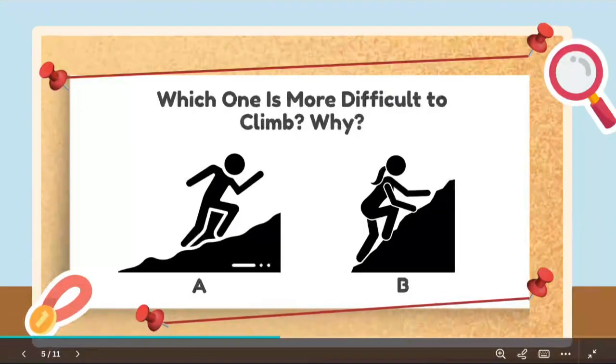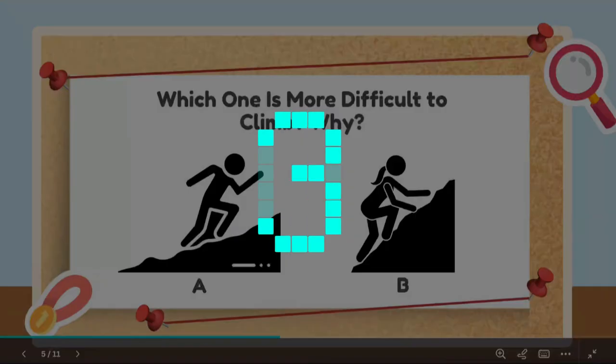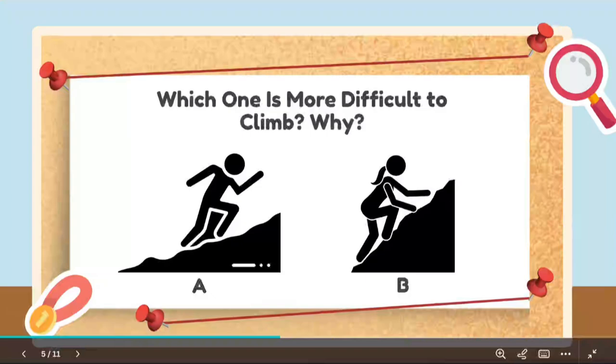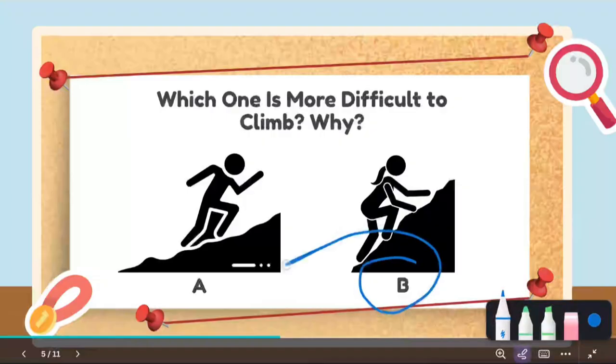Which one is more difficult to climb and why? Okay, I'll give you 3 seconds to think. 1, 2, and 3. Okay, the answer is picture B because the ground is much steeper. Do you agree with that? I guess so. What is a slope?